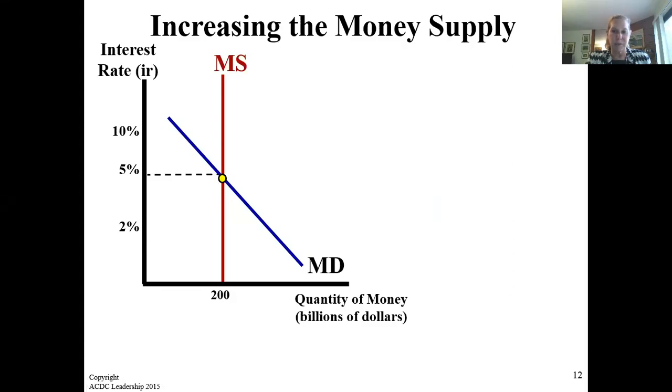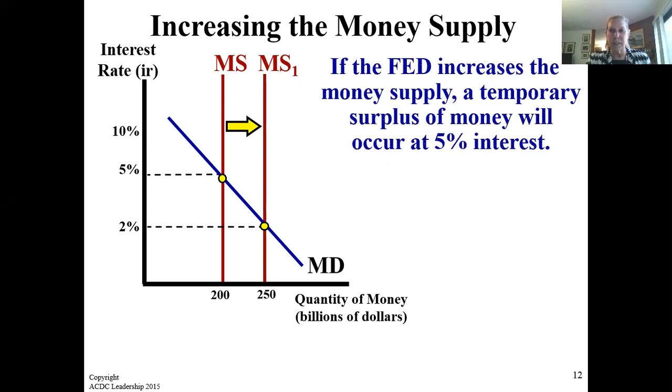Increasing the money supply. Again, we have this model with the interest rate on the vertical and the quantity of money in billions of dollars on the horizontal. You have vertical money supply, it's stable, set by the Fed, and you have the demand for money as a negative sloping demand curve. Okay, so now the money supply has been increased by the Fed by 50 billion dollars. So there's a rightward shift in the money supply line. Interest rates will drop. If the Fed increases the money supply, a temporary surplus of money will occur at 5% interest rate.